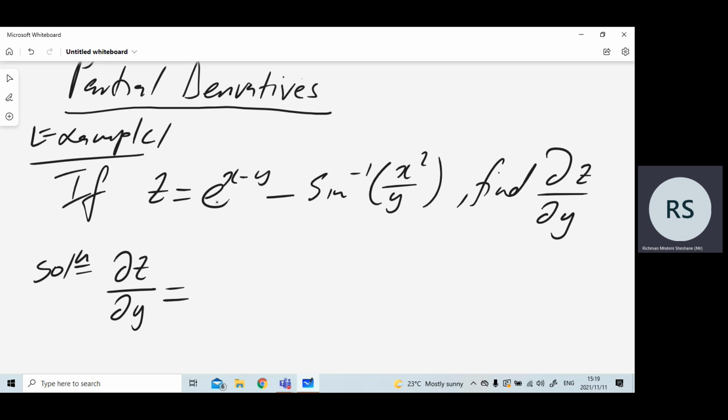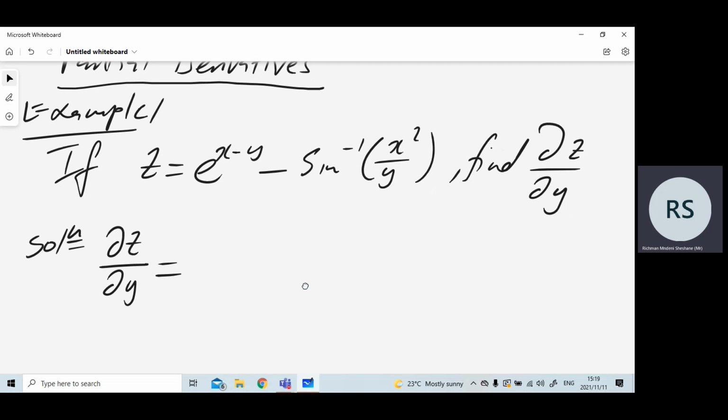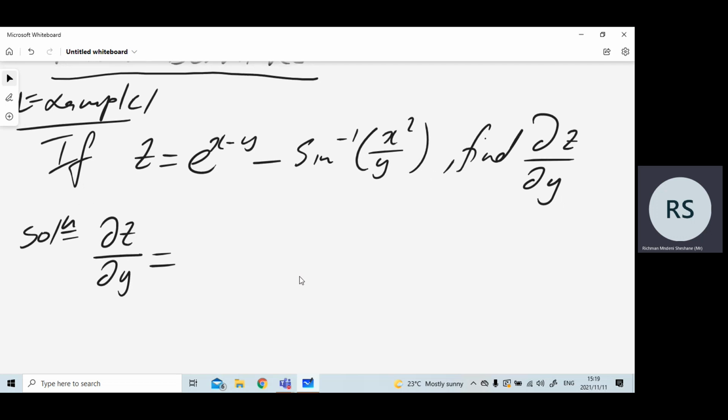So we're going to derive our z with respect to y, and treat x as a constant. So let's derive z with respect to y. Let's go to the first term. You see, we want to derive e to the power of a function. You know, a derivative of e to the power of a function is e to the power of a function times a derivative of the inner function. My inner function is x minus y.